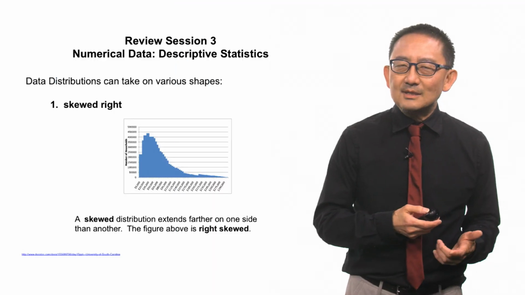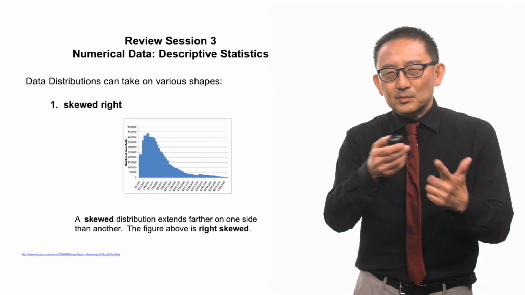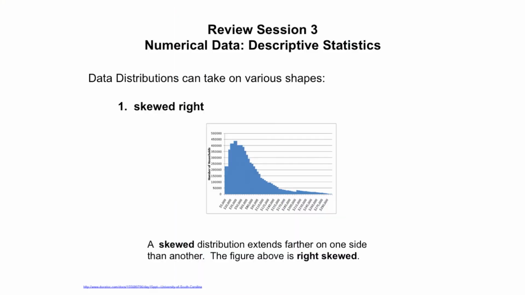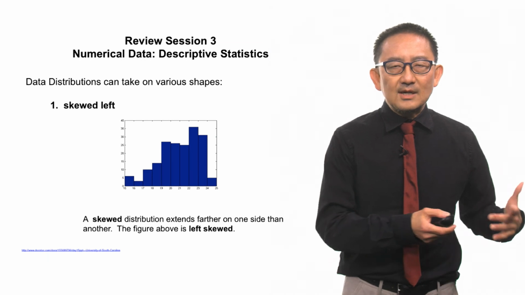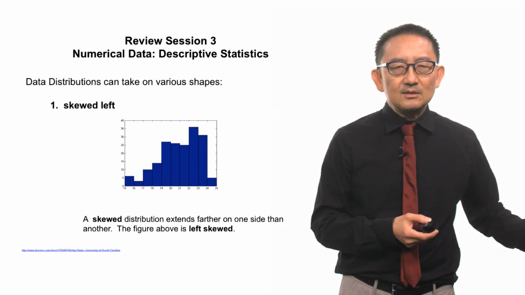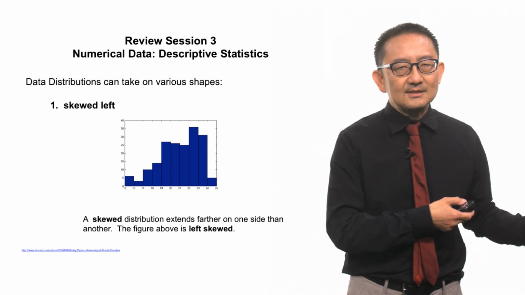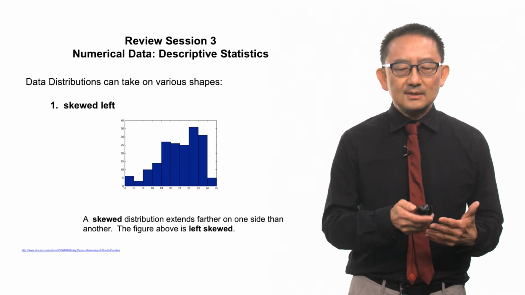Here's an example of a skewed distribution. Notice where that tail goes. The tail moves into the right direction, and therefore we call this particular distribution skewed right. In contrast, we see this graphic display where the tail moves to the left-hand side, and we call this skewed left.